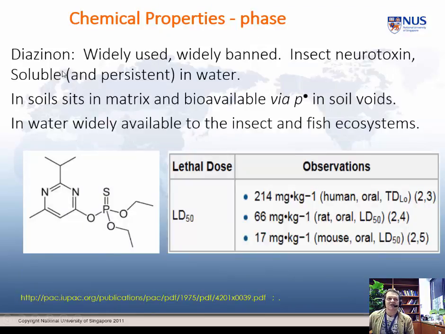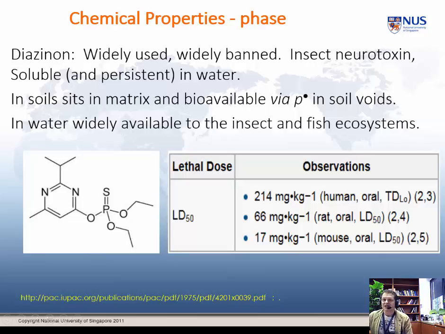Another example, diazinon, very widely used, widely banned, insect neurotoxin. It's soluble and persistent in water. Now, how is it bioavailable? It's a pesticide, so what you'd hope is the pests would ingest it or come in contact with it, and then it would do their job, or rather do the job it was designed for.